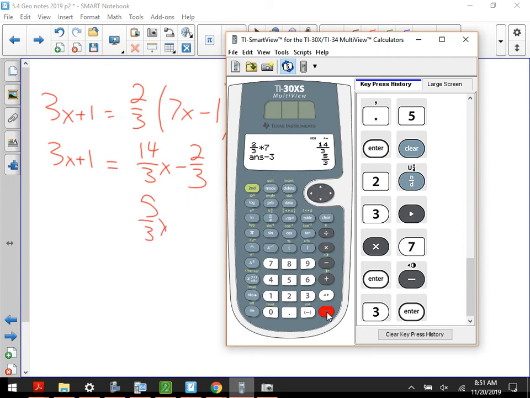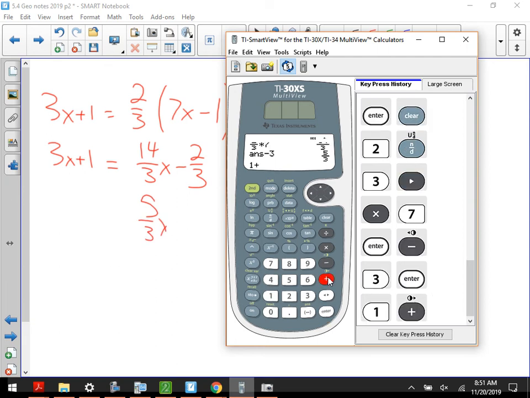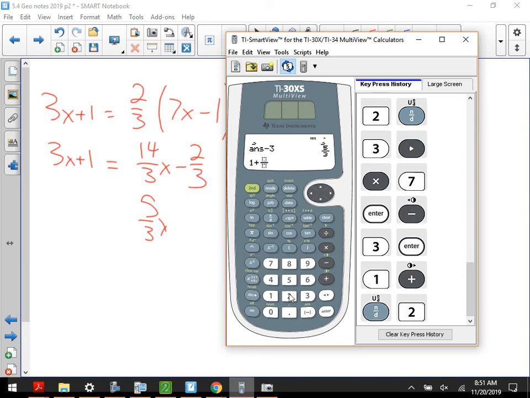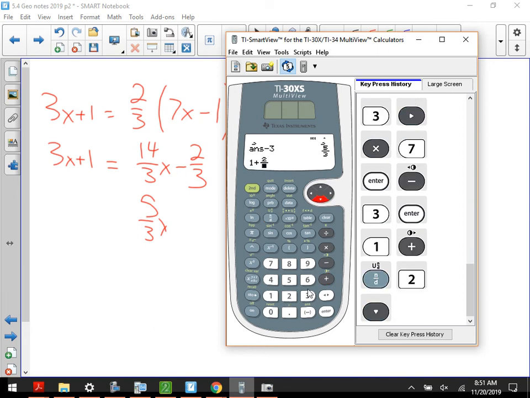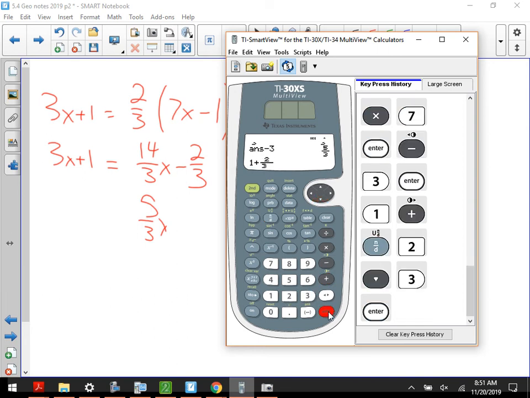Here I have 1, and I have to add to it the 2/3. See how I'm just pressing buttons in my calculator? If I know how to just move equations, it does it. 5/3 times what equals 5/3? 1. Use your calculator, guys. Don't use your phone. That won't help you.